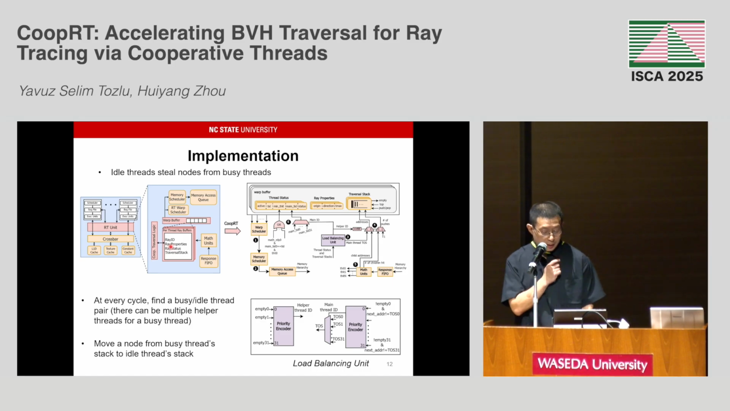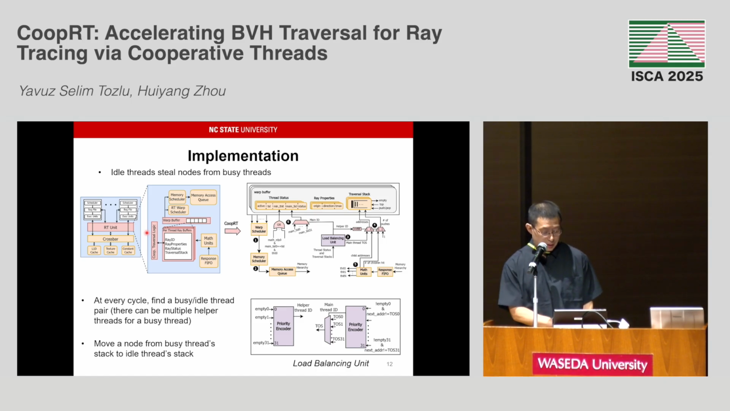In terms of hardware implementation, the key thing to notice is that inside of the RT unit, each thread has one tree traversal stack, maintaining all the nodes that are pushed into the stack during the traversal process. All we need to enable CoopRT is to enable other threads to access different threads' traversal stacks, and then we can enable this workload stealing. That's basically the main thing.